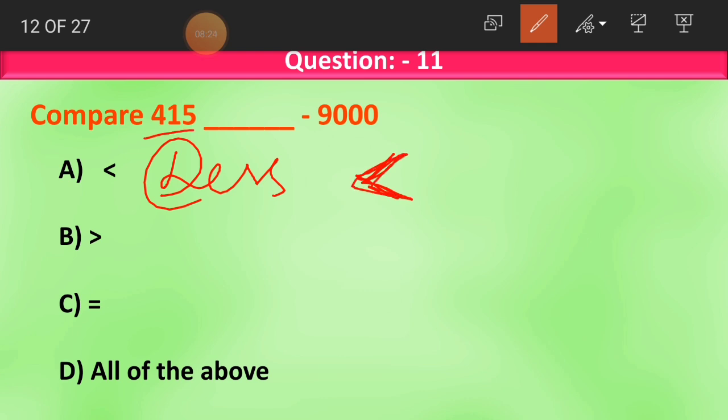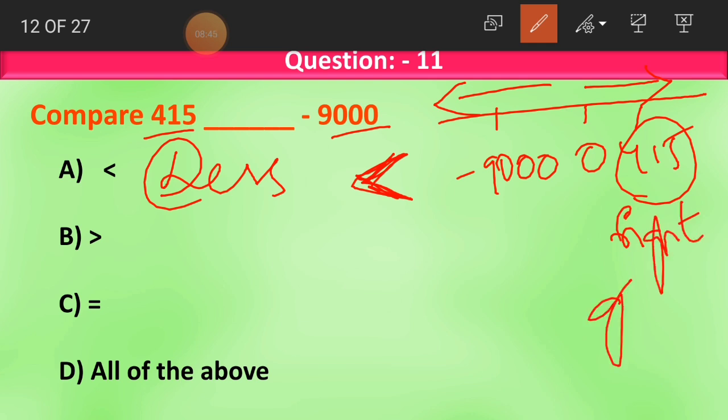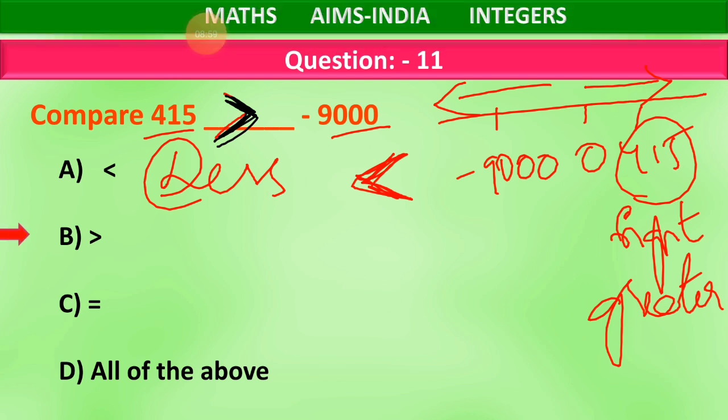Right, now when we compare these two numbers on a number line, we have 415 here, then we have minus 9000 here. How? Because we know that positive integers are to the right of 0 and negative integers are to the left of 0. Now 415 is on the right side, so this becomes the greater number. What did I say? As 415 is greater, open the mouth towards 415. Now which symbol here is like this? Option B, that is the greater than symbol. 415 is greater than minus 9000.